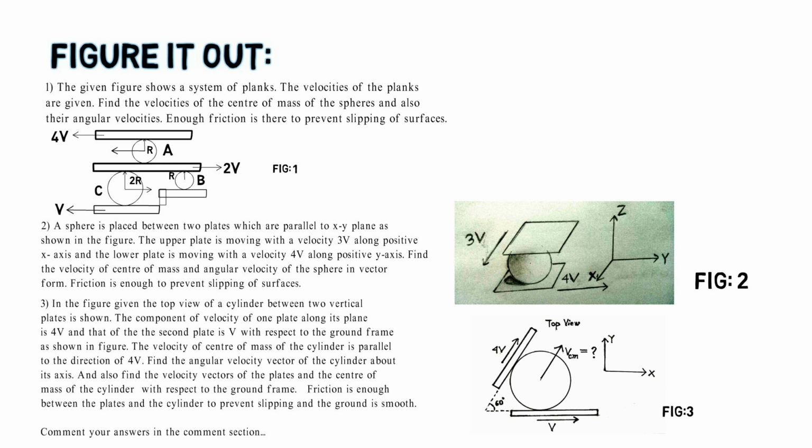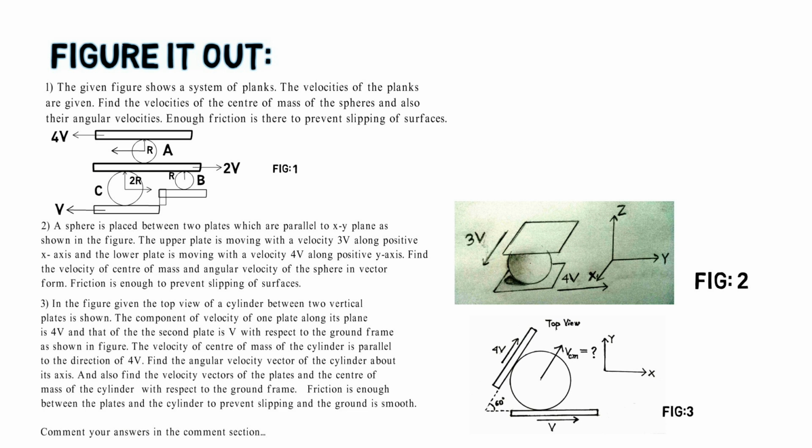Number 2: a sphere is placed between two plates which are parallel to the xy plane as shown in the figure. The upper plate is moving with the velocity 3v along positive x-axis and the lower plate is moving with the velocity 4v along positive y-axis. Find the velocity of center of mass and angular velocity of the sphere in vector form. And here also the friction is enough to prevent the slipping of the surfaces. You can have a closer look at the diagram which is given on the right side.